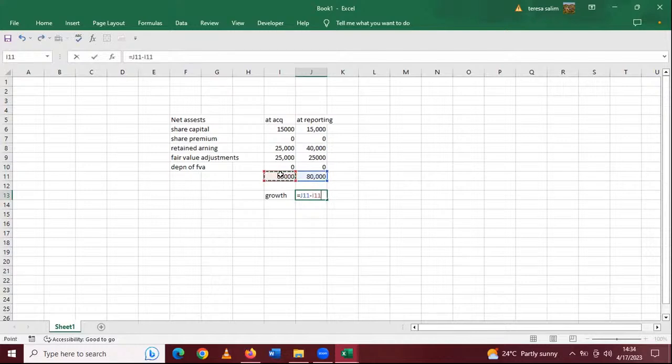We minus the acquisition net assets at acquisition, isn't it? Yeah, and then we get 15,000. Yes. And then the share capital, we also share as follows: the parent and the NCI.